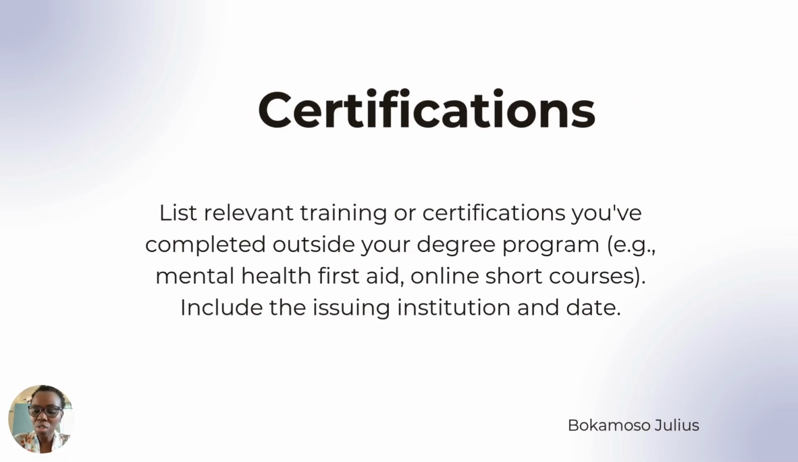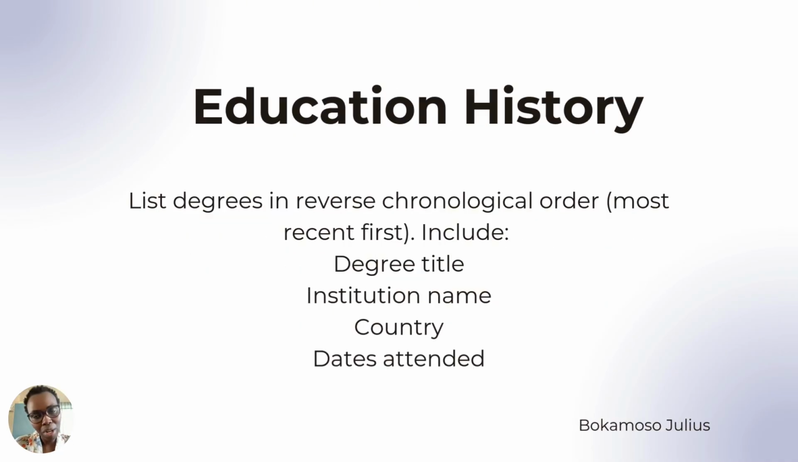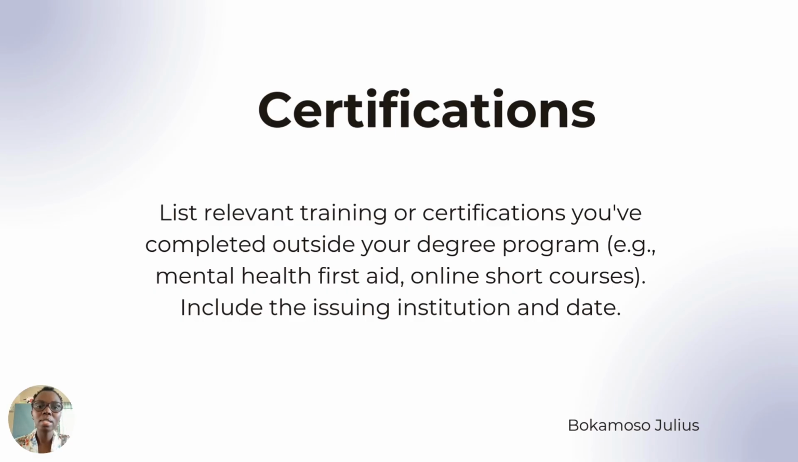And then certifications. Certifications are different from education history. In education history, you put your degrees. In certifications, these are professional trainings that you undertook that are relevant to the program that you are applying for, of course, or online short courses. This is where you put the certificates.